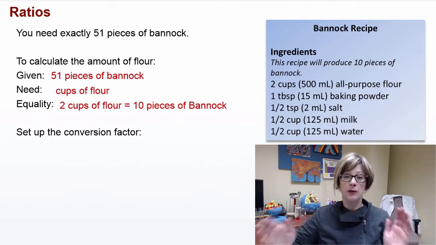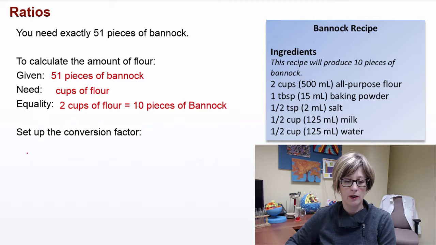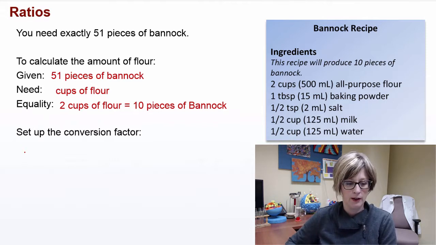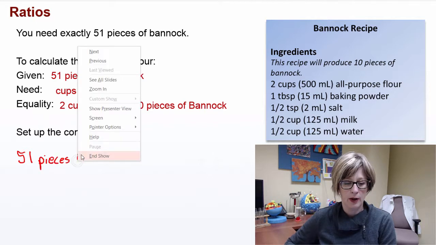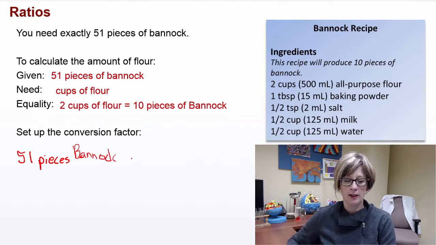So to do the conversion, let's set this up. And it's going to be the same as all of the other conversions that we've done. So first thing we want to do is the 51 pieces of Bannock. So that's our given, 51 pieces of the Bannock. Sorry guys, I have troubles with this pen sometimes. All right. So that's our given.